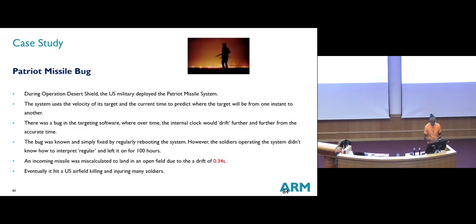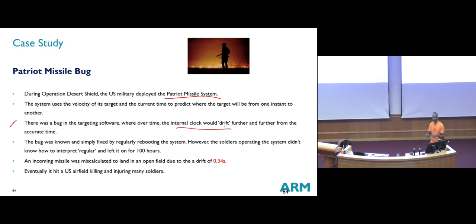Another interesting one, the Patriot missile bug, from Operation Desert Shield. It is part of the Patriot missile system. You all know the Patriot missile system, right? If there's an incoming missile, you try to blow it up in the air, or you try to know where it's going to land, so you know whether there will be casualties or not. The designers of the system had a bug in the software where the internal clock would drift as you keep the device running longer and longer.